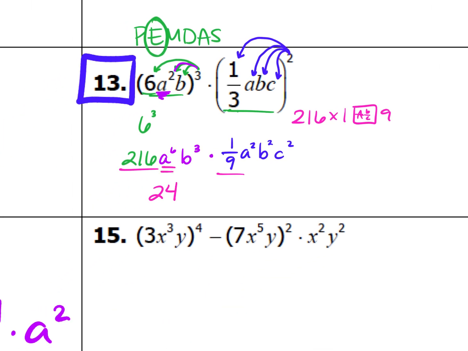What do you get, A to the 6th times A squared? Do you add those or multiply those? You add them. They both have the same base. When they both have the same base, you add them together. A to the 8th. B to what power? B to the 5th. You add them, okay? And then C to the 2nd, and you're done. Okay?